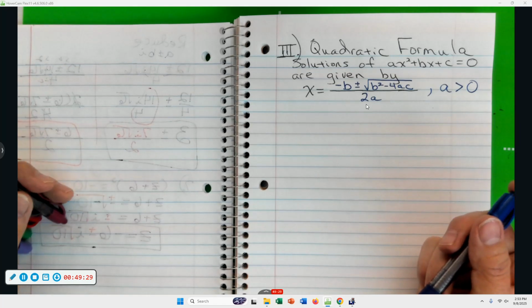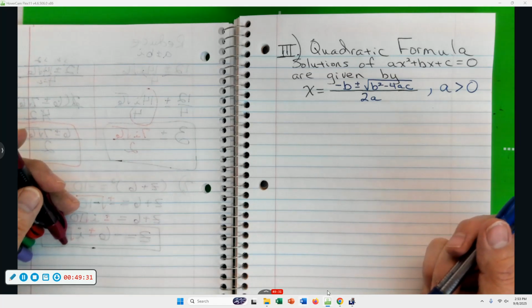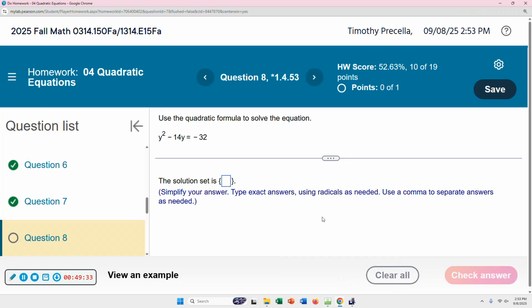Let's do number 8. It says solve using the quadratic formula. Hey Tim, do you think you could do this by factoring? y squared minus 14y. If it's factorable, I could, without being immodest. I'm pretty good at factoring.